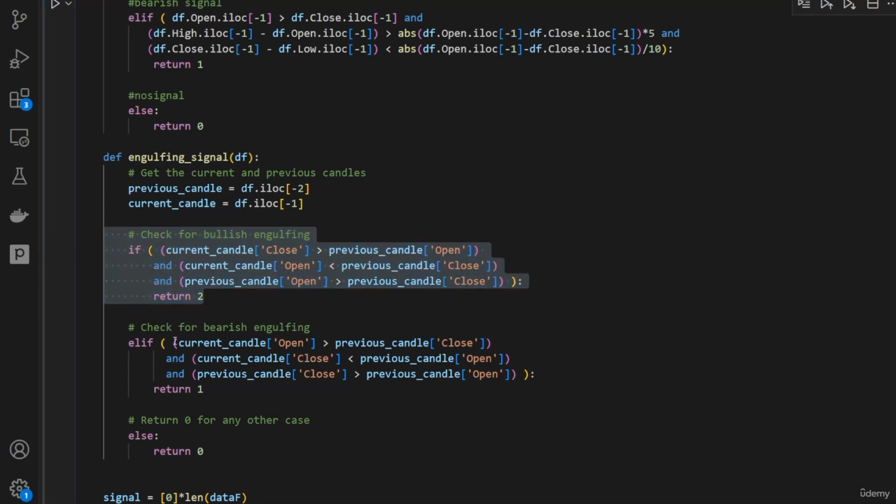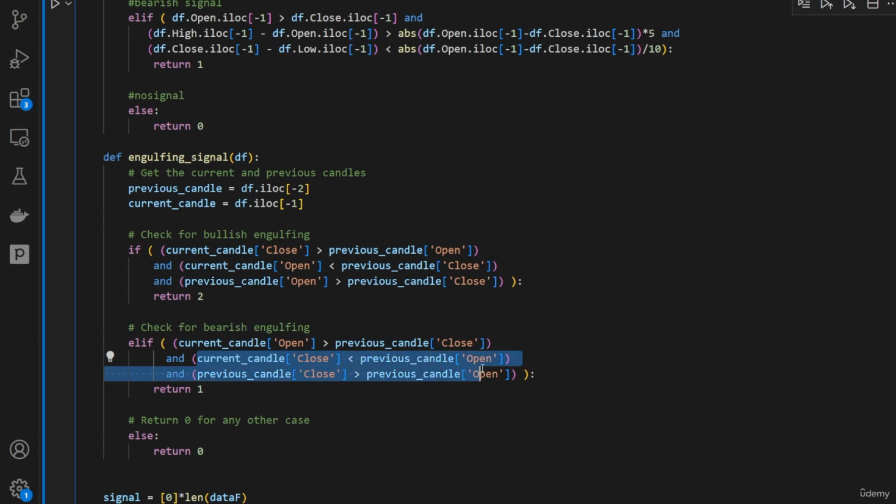As for the bearish engulfing signal, we have the current candle's open above the previous candle's close. At the same time, the previous candle is a green one. It has the closing price above the opening price. And at the same time, the current candle close is below the previous candle open. So this is what makes it an engulfing candle. This is where we return 1 for a bearish signal, and in any other case we return 0 because we simply don't have any signal and these conditions are not met.